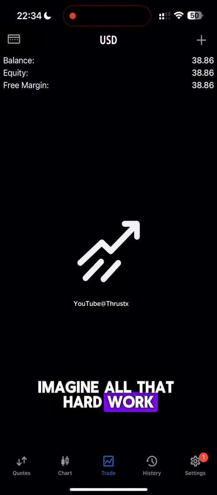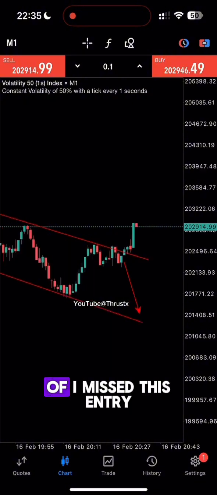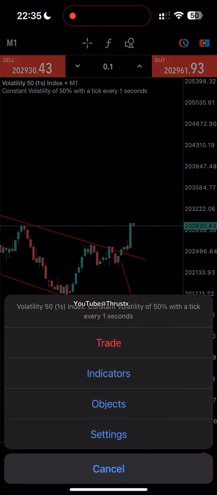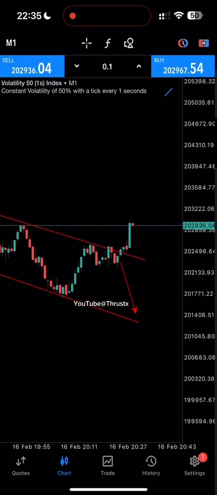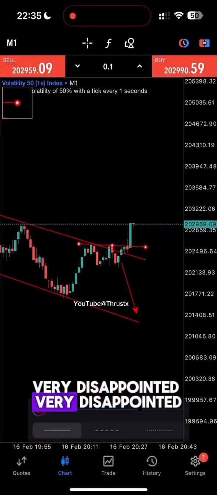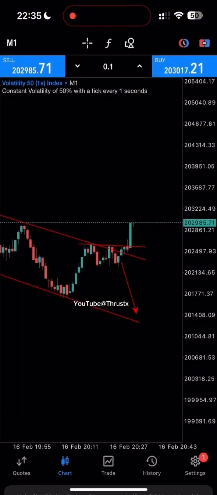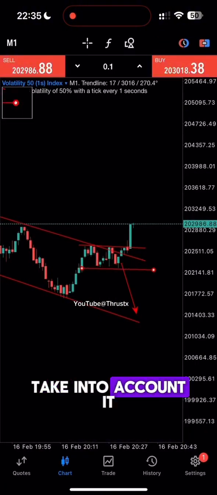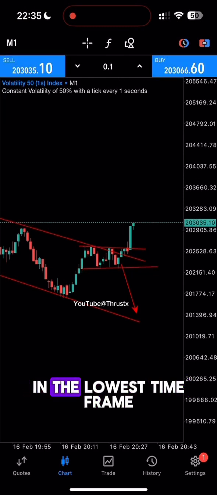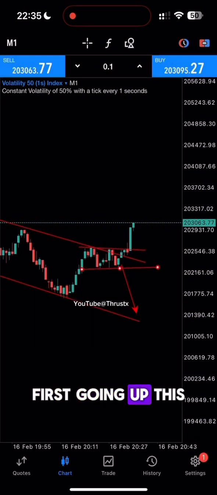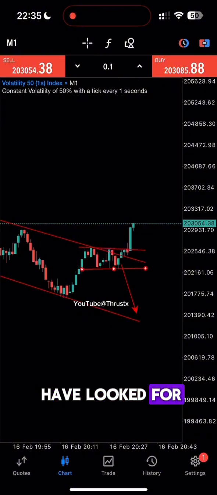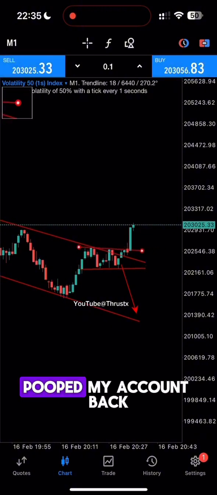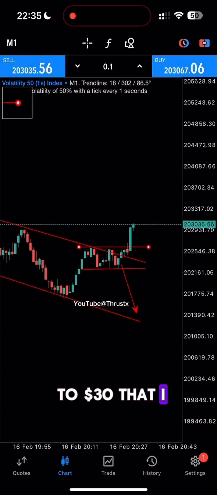Imagine all that hard work. It's now gone because I missed this entry. Very disappointed. I ignored this trend over here. I was supposed to take into account that it always respects the trend in the lowest time frame first, going up. This is what I should have looked for. Now it has bird-pooped my account back to the $30 that I began with.